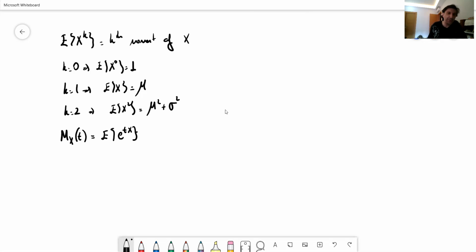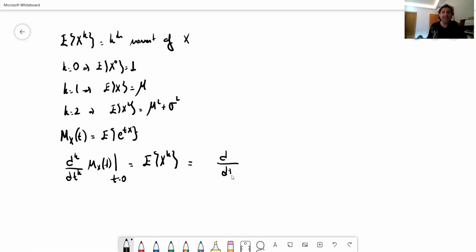Now the important property of the moment generating function of x is, if you take the kth derivative with respect to t of the moment generating function of x and evaluate at t equal to 0, what you obtain is the expected value of x to the power k. You may say, where did that come from? Actually, it's very simple. Let's prove this. Actually, let me prove this for k equal to 1.